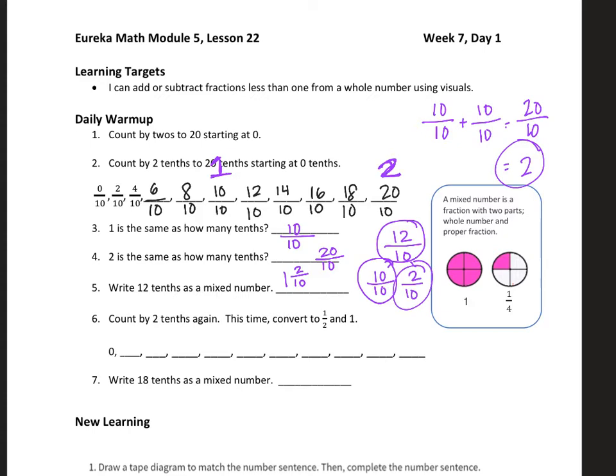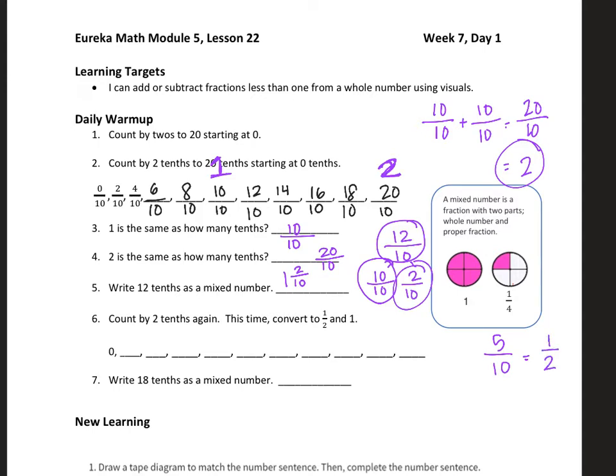All right, now it wants us to count by 2 tenths again, but this time we're going to convert 1/2 and 1. Okay, so go ahead and think now. We're going to count by 2 tenths, but we're going to convert to 1/2 and 1. Okay, so let's start by 2 tenths. First of all, let's think about this. What is going to be 1/2 when we're counting by tenths? Okay, I know that 5 tenths is the same as 1/2.